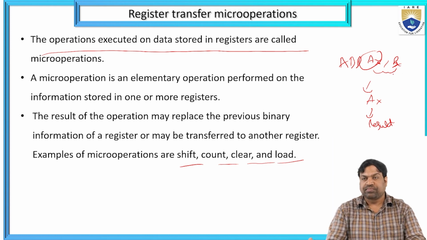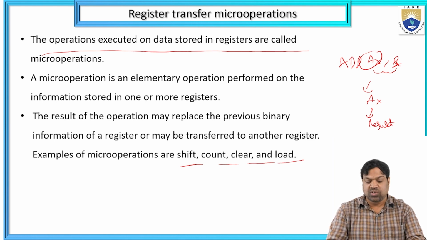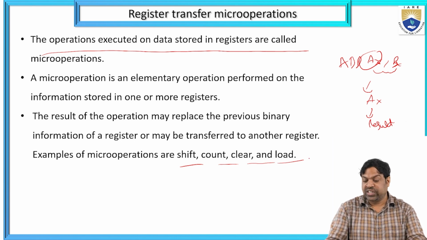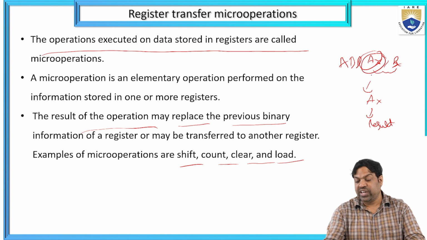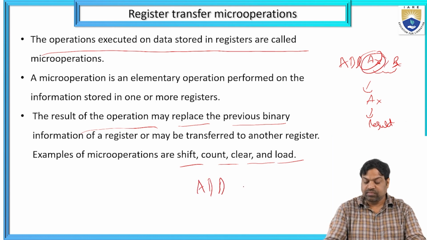When the operation is completed, the resultant value is stored in a register or set of registers. A micro operation is an elementary operation performed on the information stored in one or more registers, so not only one register but one or more. The result of the operation may replace the previous binary information. Suppose add AX, BX, with A equal to 6 and B equal to 5. Then 6 plus 5 equals 11.